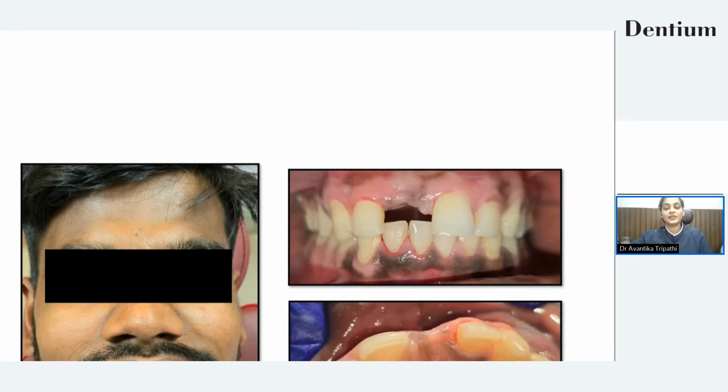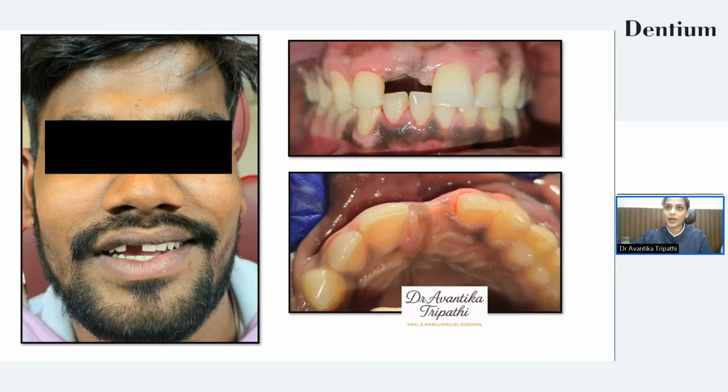In anterior cases, it is a boon, as in immediate implant cases, the patient can go on the same day with the final crown.